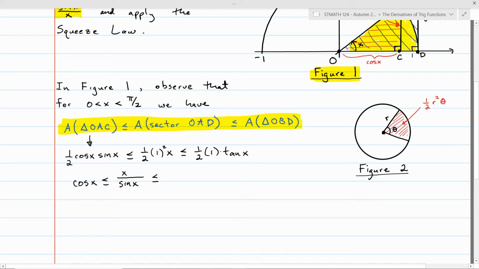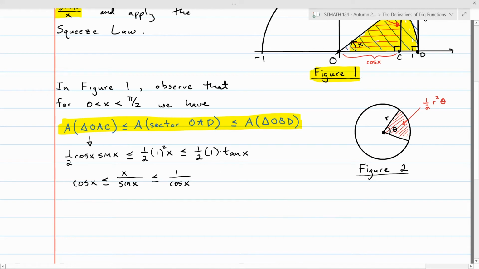Now, if you do tangent of x over sine of x, I'm dividing through by sine. Well, tangent of x is sine of x over cosine of x. So what I'm really doing there is multiplying 1 over sine of x times sine of x over cosine of x. And so those sines cancel off, and you're left with 1 over cosine. So that's what happens on the right-hand side of that inequality. You just end up with 1 over cosine of x.